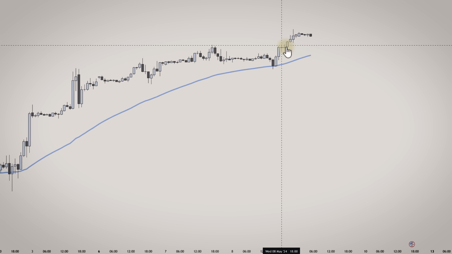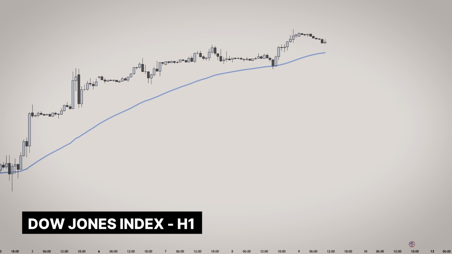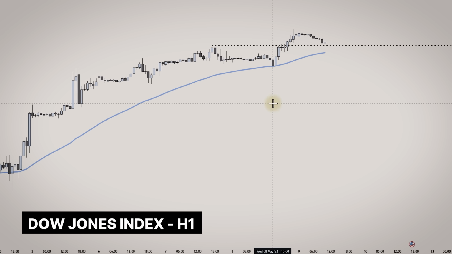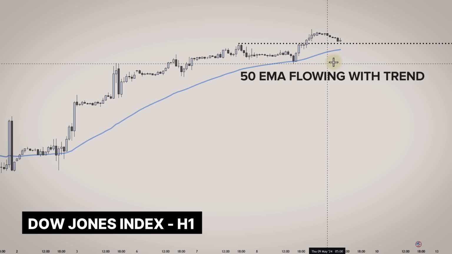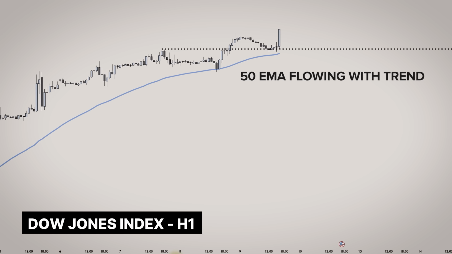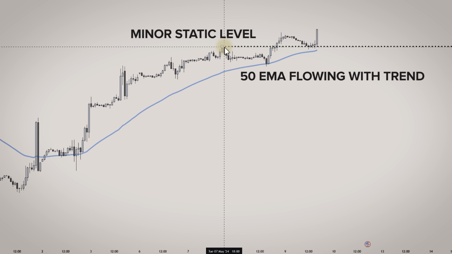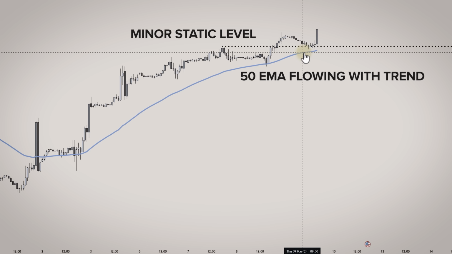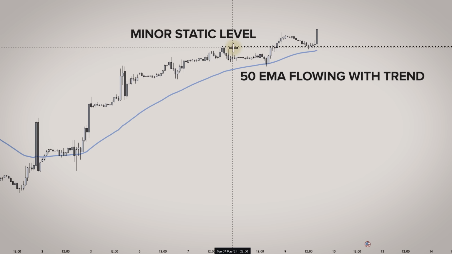Now let me show you confluence in a strong trending market. This is where the strategy really shines. Dow Jones Index, clear uptrend with a steep moving average angle. This line is acting like a perfect trend line, supporting every pullback. Price pulls back to test the line. At the same time, we have minor support from a previous swing right in that area. Not a major level, but enough to create confluence.